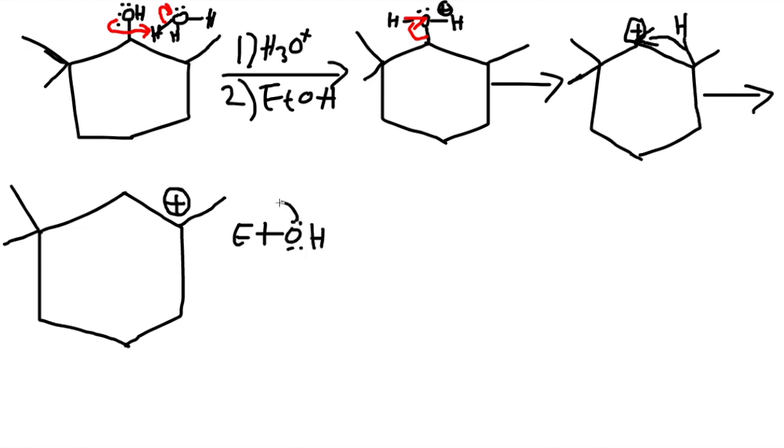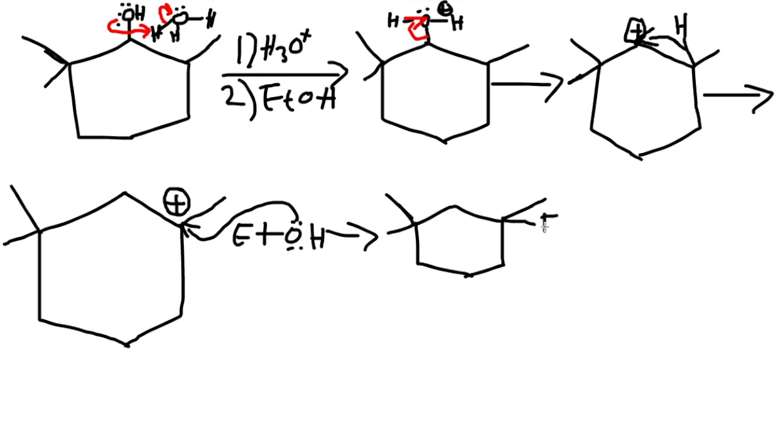Oxygen has two lone pairs. It goes and attacks the carbon with a positive charge. Now we have a formation of this: the oxygen, the hydrogen, and now the ethanol. Okay, this has a positive charge.